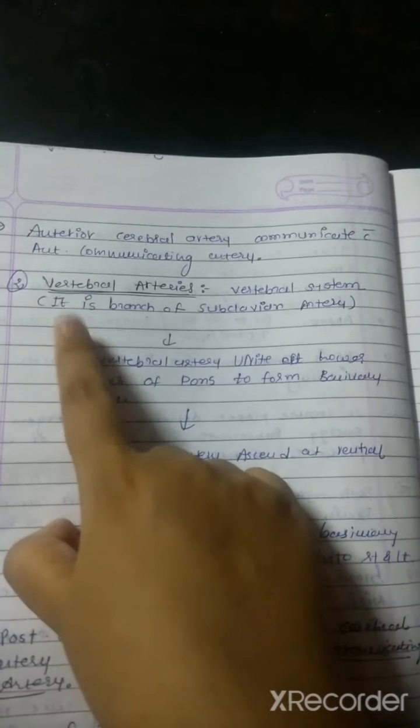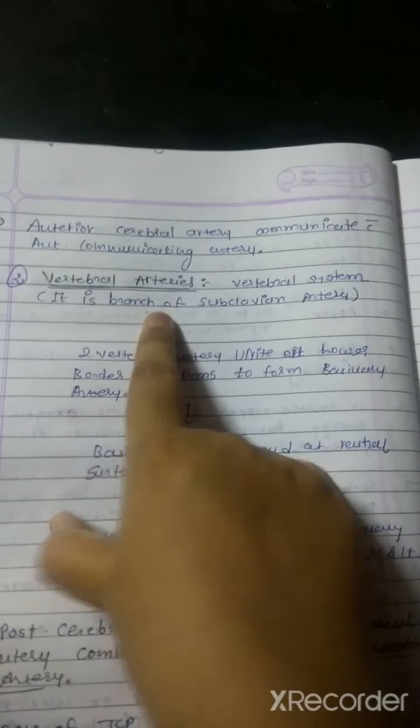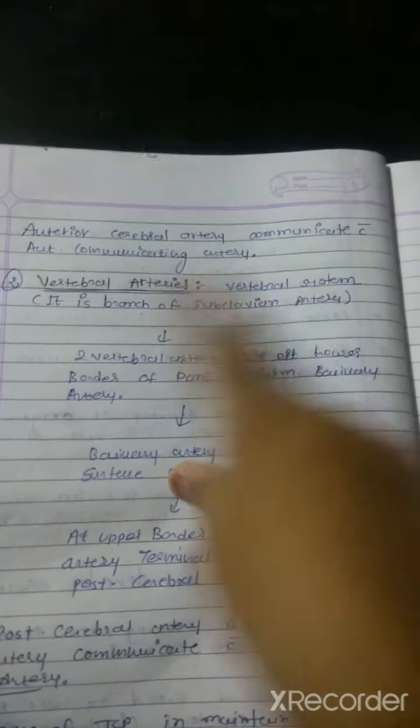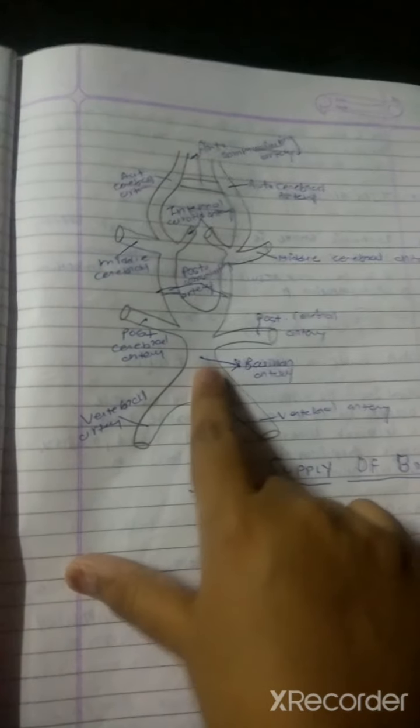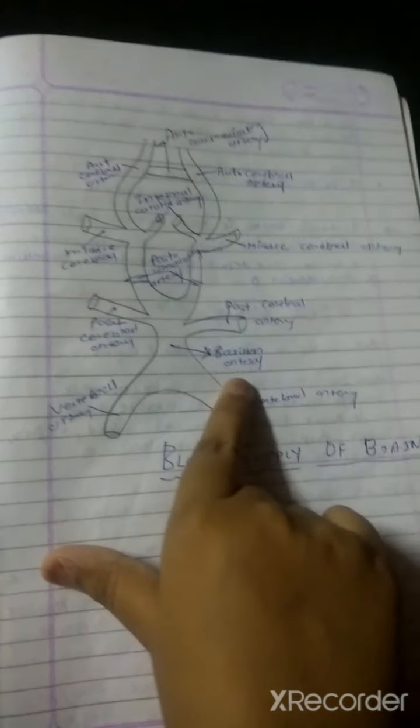Now the second source of blood supply is the vertebral arteries, which is known as the vertebral system. It is a branch of the subclavian artery. Now these are our vertebral arteries. The two vertebral arteries unite at the lower border of the pons to form the basilar artery. See here in this diagram, these two vertebral arteries unite at the lower border of the pons and make the basilar artery.